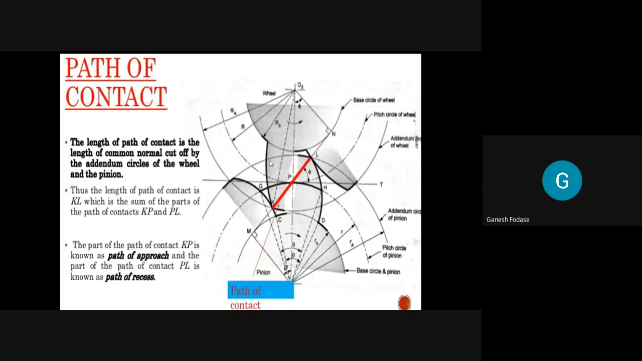So point of contact started at the dedendum portion of the pinion, while it ends on the dedendum of the wheel. So this one is wheel and this one is pinion. So it started at the dedendum of the pinion and ends at the dedendum of the wheel. This distance traveled from the start, that is point K, to end of engagement, that is L, is called the path of contact, denoted by notation KPL, where P is the pitch point. It passes through the pitch point. So point of contact can be K, can be P, maybe L, or anywhere on this path.